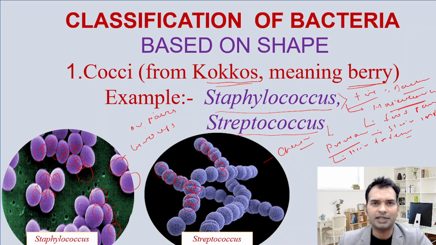When we discuss Staphylococcus, they are present in groups. When we discuss Streptococcus, they are present in chains. Both are gram-positive bacteria. Both produce skin infections. But Streptococcus produces pneumonia, while Staphylococcus produces food poisoning, nosocomial infection, and skin infection.